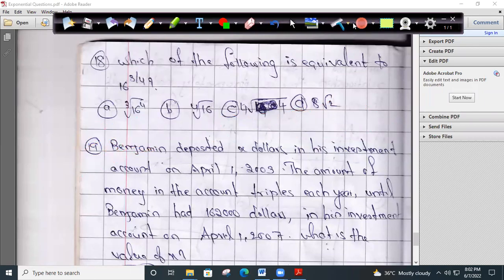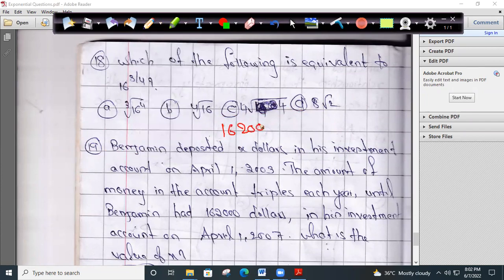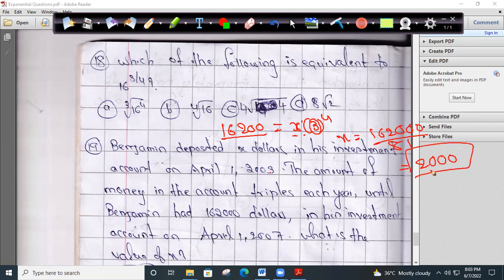The other way of solving this: the final amount 1,62,000 is equal to X into 3 power how much? From 2003 to 2007, 3 power 4, 4 years. This is like A is equal to P into 1 plus R by 100, that is, triples means 3 times, to the power of 4. You get 1,62,000 by 81. You get 2,000. So whatever method you use, you get the same answer, but you need to do it sincerely here.